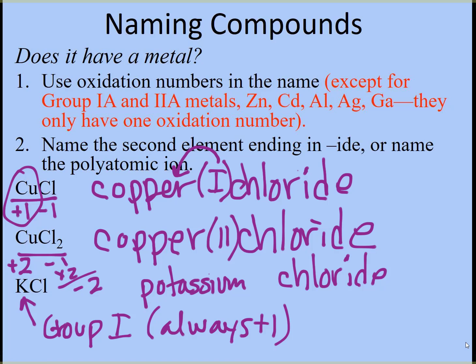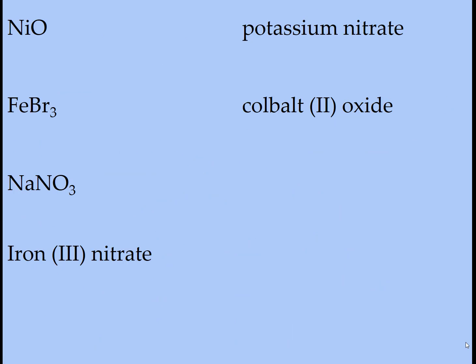So in general, you are going to put the oxidation number in unless it's a group 1A or 2A metal. Also, these elements here only have one oxidation number. Zinc is always a +2, cadmium is always a +2, aluminum is always a +3, silver is always a +1, and gallium is always a +3 also. So these don't need their oxidation number. And remember, I wanted you to memorize that diagonal series, the aluminum, zinc, silver. So this just reinforces that they only have those oxidation numbers, and so you don't have to tell it in the name. Let's do some practice naming.